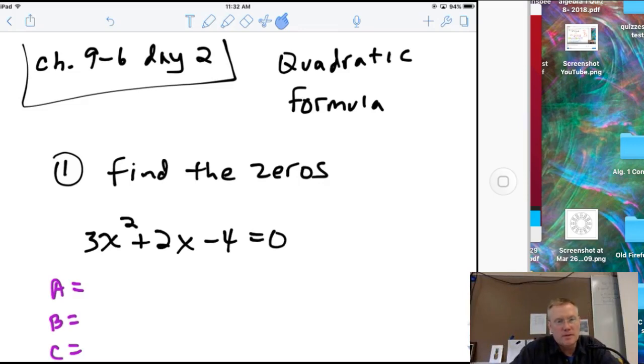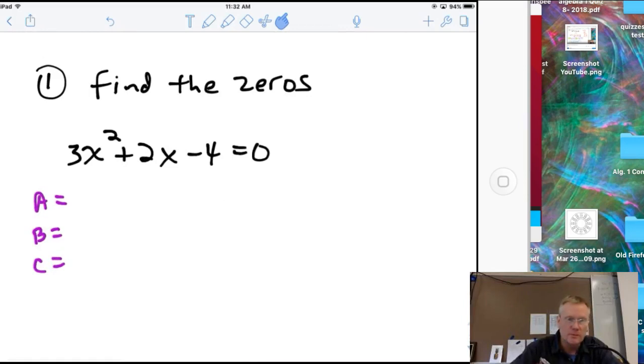The first problem is find the zeros. So, same directions, remember find the zeros is the same as finding the x-intercepts, which is the same as solve it. In other words, you're using the quadratic formula to solve it. Alright, so first thing we do is find a, b, and c.